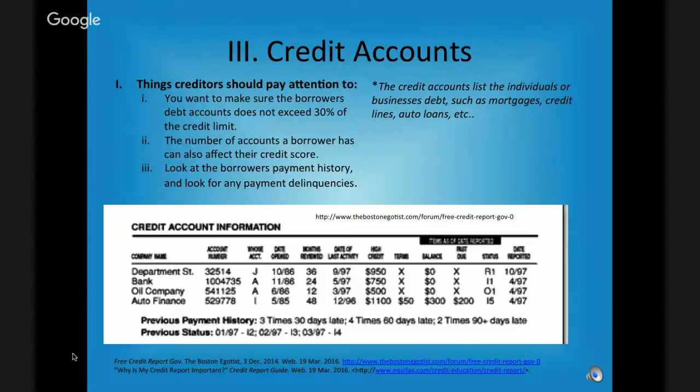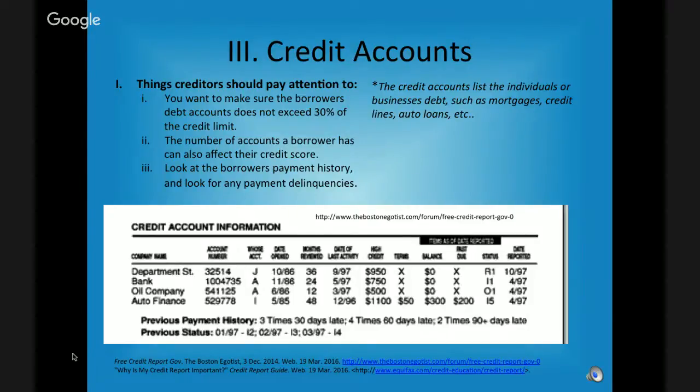At the bottom of the screen, there's an example pulled off of a credit report. From left to right, you'll see the company's name, the account number, what type of account it is, the date it was opened, the last date of activity, the credit limit, the balance, and the date it was reported. Note that the credit account section lists the individual's or business's debt, such as mortgages, credit lines, and auto loans.